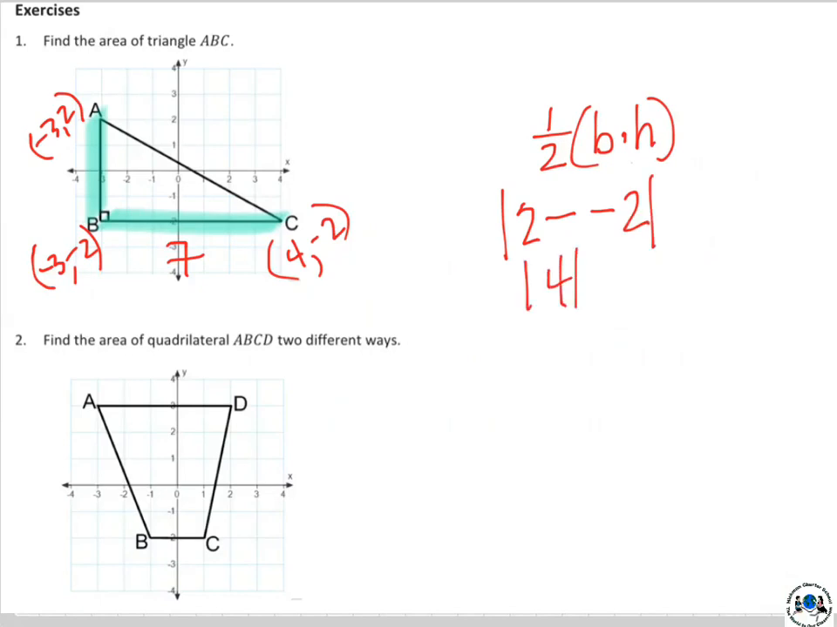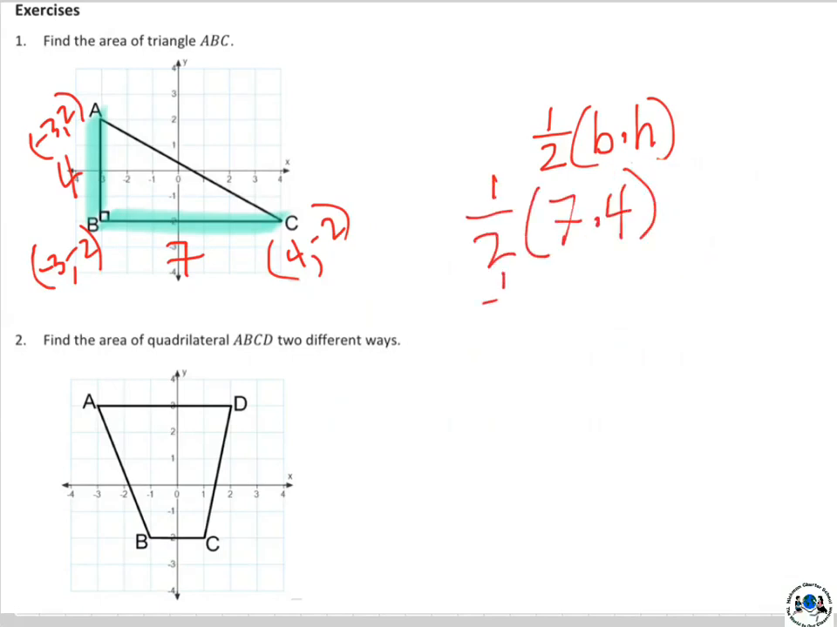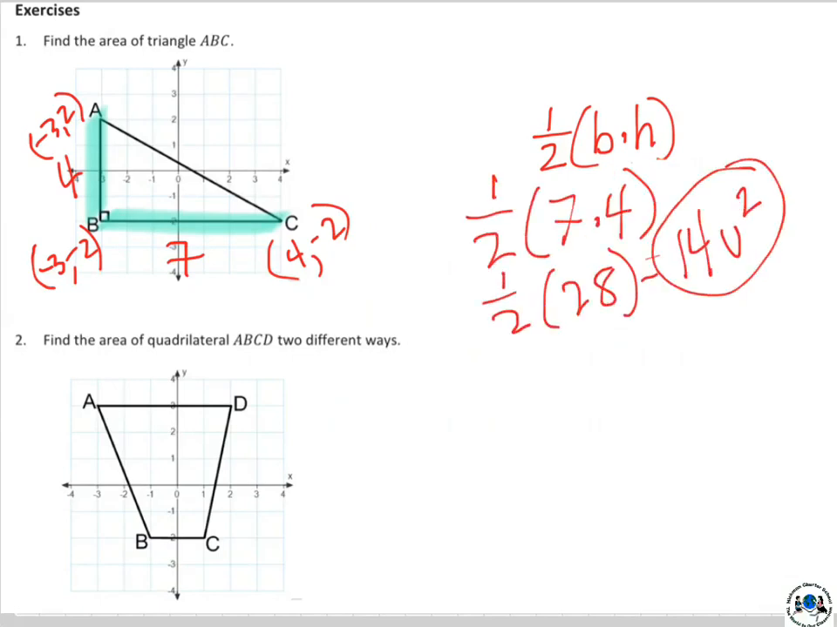Okay, and now I can look at my height. I'm looking now at y values, and that is the 2 and the -2, and 2 minus -2 is the same as the absolute value of 4, which is 4. So I have my height as well. All I have left to do is my multiplication: 1/2 times 7 times 4, that's 1/2 of 28, and therefore I get 14 square units. So I get 14 square units for that triangle.